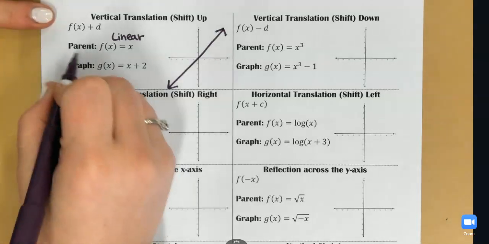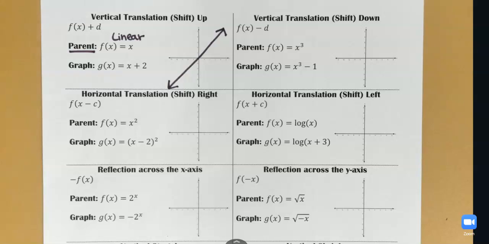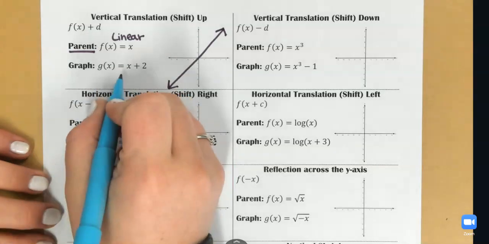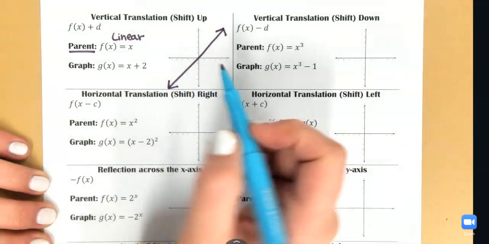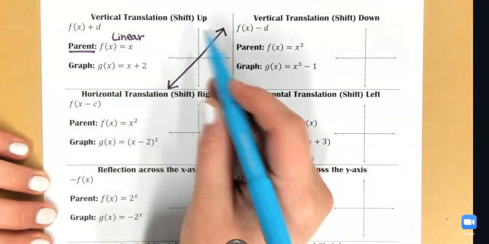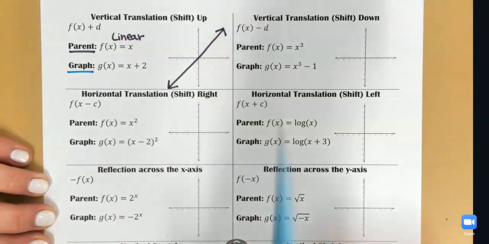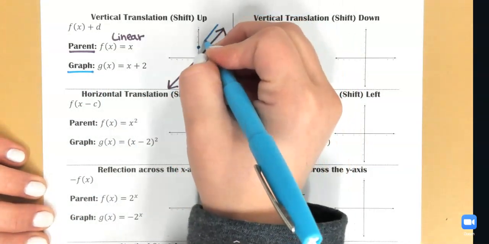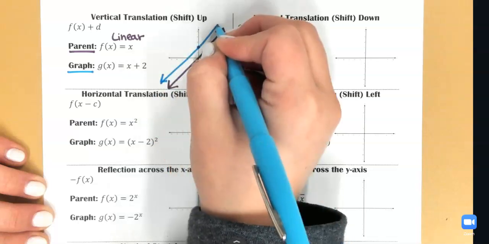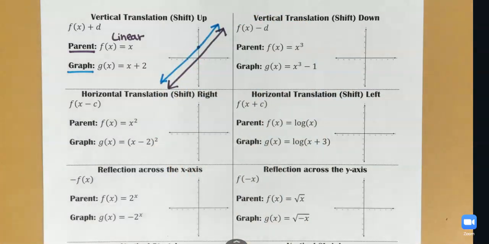If that is my parent function, and I am now given x plus 2, that plus 2 on the outside indicates that I'm going to be shifting up 2. So instead of passing through the origin, it's going to pass through 0, 2, and that is the only thing I changed about this graph. It still maintains its shape. We didn't change the slope, we just shifted it up 2 units.